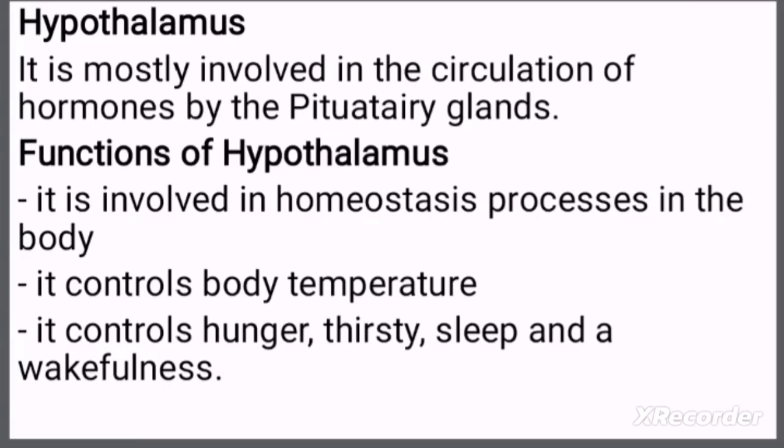Then we have the hypothalamus. This one is involved in the secretion of hormones by the pituitary gland. So functions of the hypothalamus: we have homeostasis processes in the body. It controls body temperature. It also controls hunger, thirst, sleep, and awakeness.